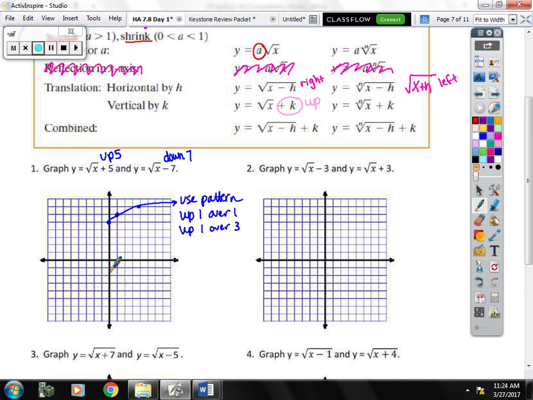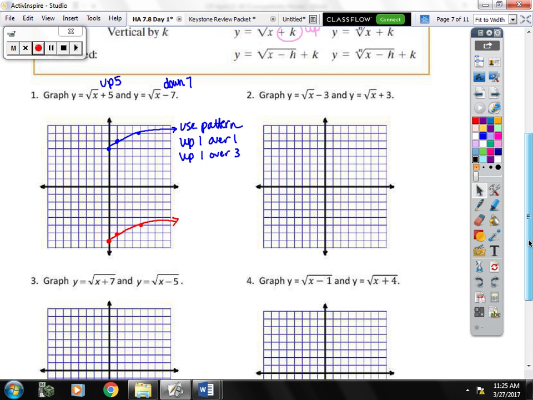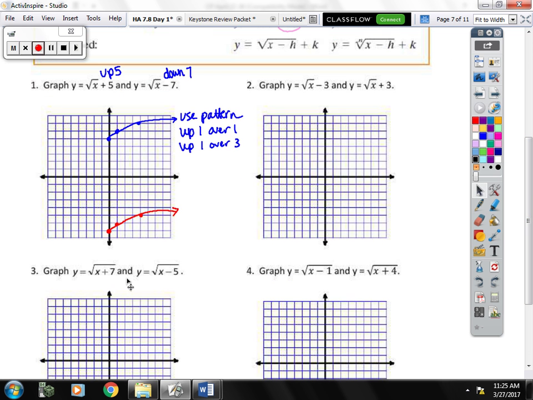We're going to shift down 7. So down 1, 2, 3, 4, 5, 6, 7. And then follow your pattern again. Up 1 over 1, and up 1 over 1, 2, 3. I'd like you guys to try 2, 3, and 4 on your own using the rules. Pay attention that in 3 and 4 you are shifting left or right because it's underneath your square root.